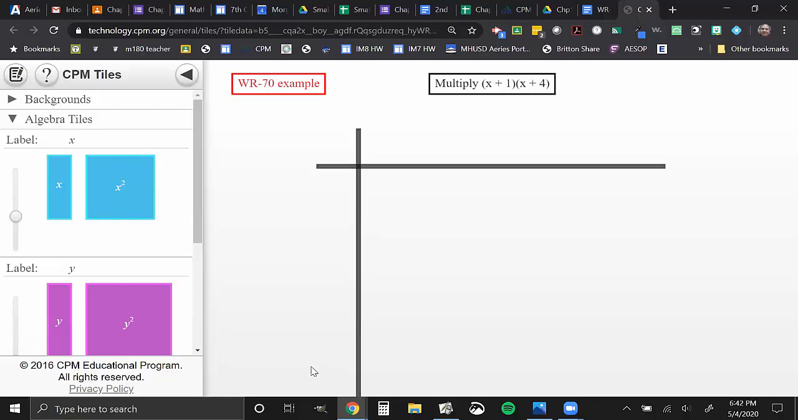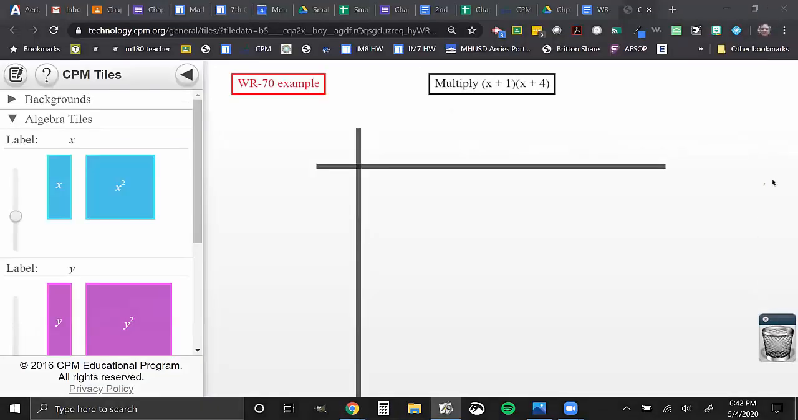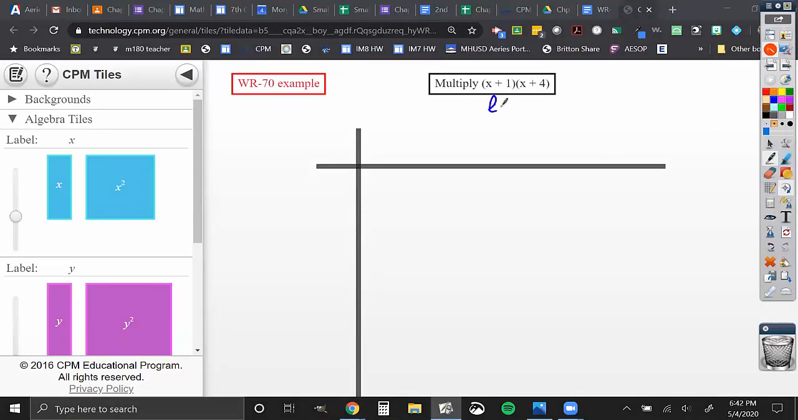Well, every time we multiply a length times a width, length times width is always going to give us the area of a rectangle. So I'm trying to build a rectangle. Now, what we're going to do here is set up these two expressions on top, and we're going to build the rectangle that fits in the middle.